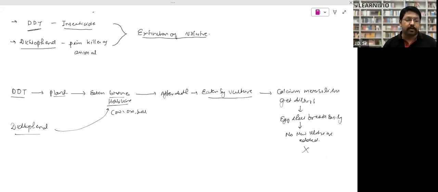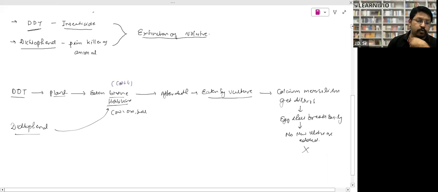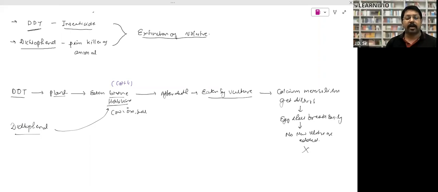Diclofenac was given to bovines, herbivores, or cattle, right? Cow, ox, all these cattle. When these cattle were given diclofenac, it got accumulated in their body. Again, after their death, it is eaten by vultures. And diclofenac disturbs the calcium metabolism. Because of both these things, the eggshell becomes weak and eggshell formation stopped, right? The eggs got destroyed so new vultures are not added to the population, and that's why they become endangered. So remember DDT and diclofenac.